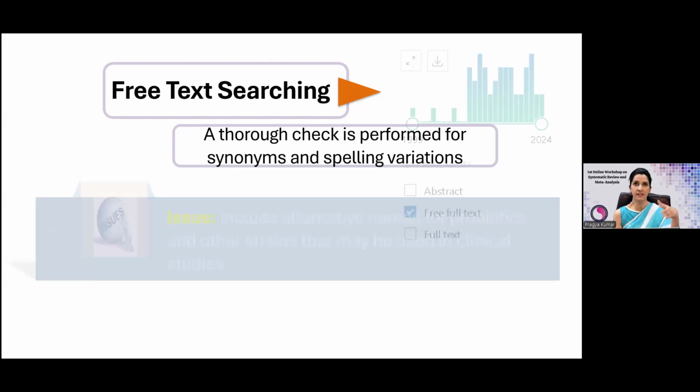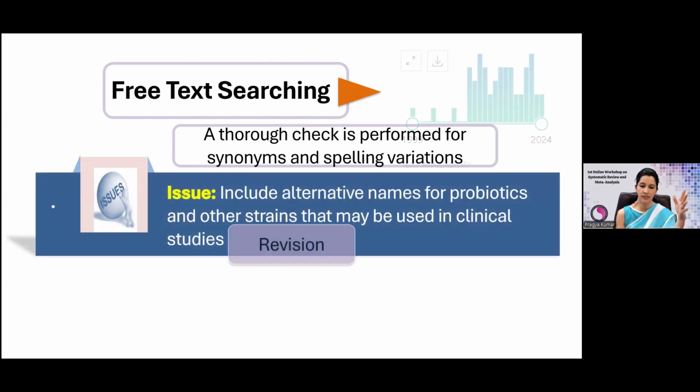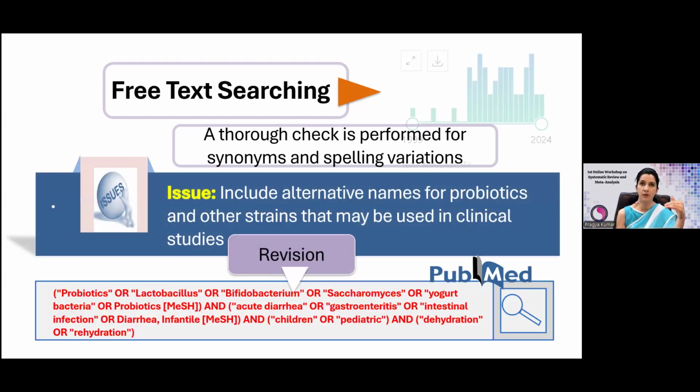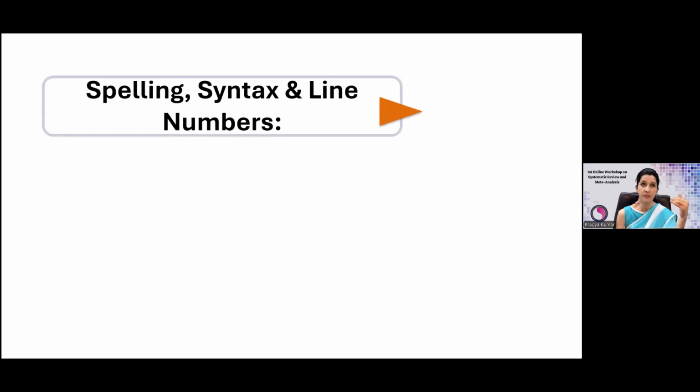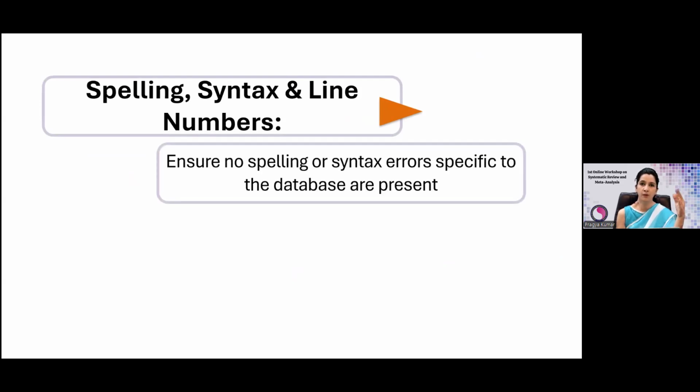So if an issue with free text searching is identified, then it gets revised. Then the person checks for the spelling, syntax, and line numbers. If there is no spelling error or syntax error related to the database, then no further revision is required.